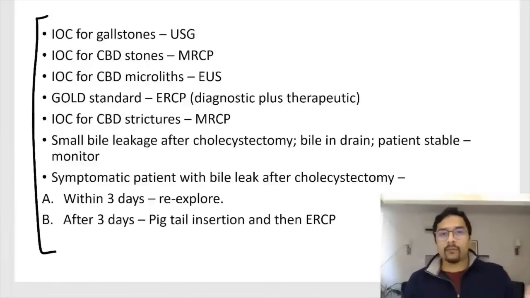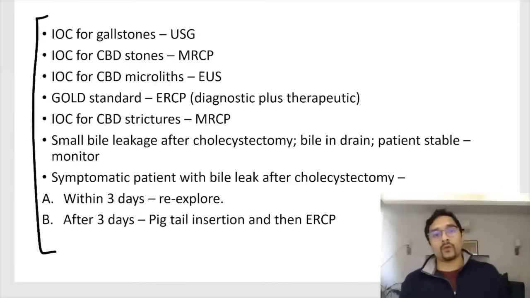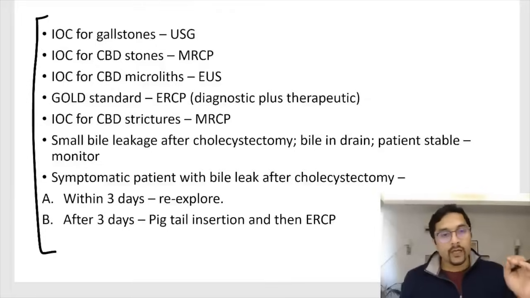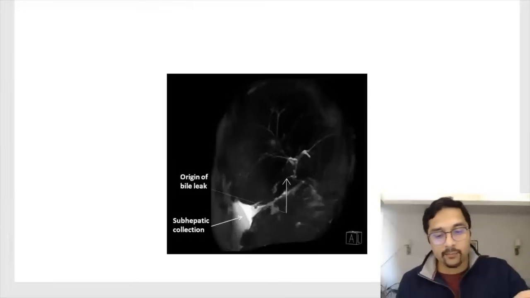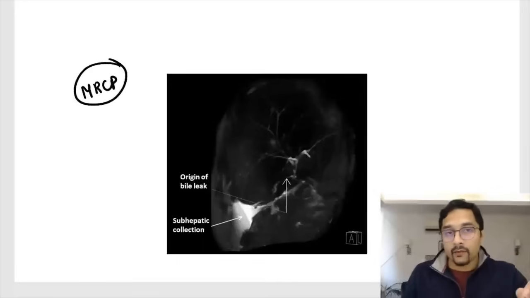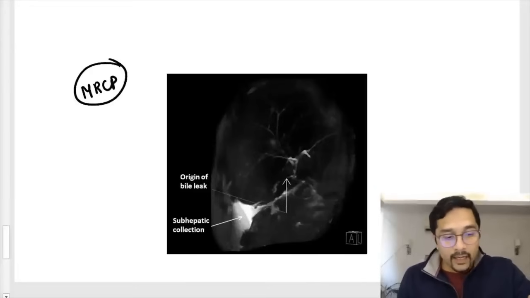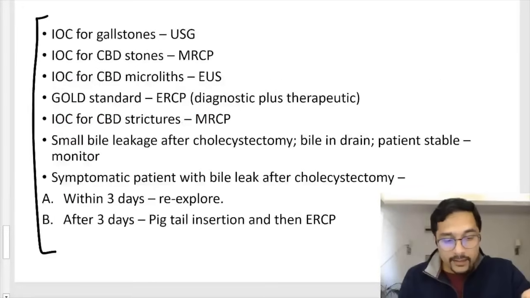Now this is a very important slide. This slide will fetch you at least two questions in your exam. So it's very important that you memorize this slide. The investigation of choice for gallstones is ultrasound. I told you, post-acoustic shadowing. For CBD stones, it is MRCP. What is MRCP? MRCP is magnetic resonance cholangiopancreaticography. So it is a type of MRI which is being done for biliary disorders, right?